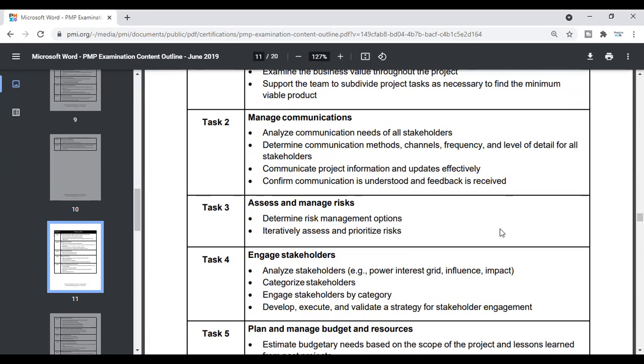So we have plan communications management, manage communications, monitor communications. You got to know those pretty well, right? And then you need to understand how communication flows. How does communication flow in an organization from portfolio down to program, down to project, to operations and back?